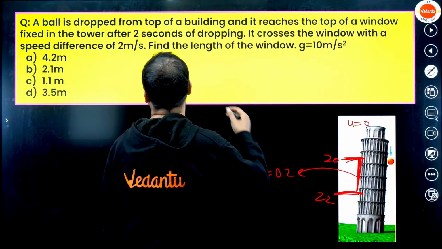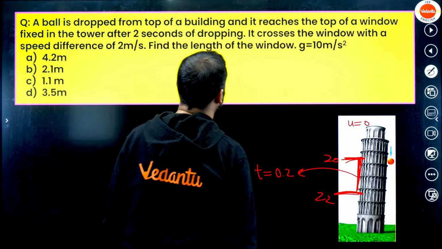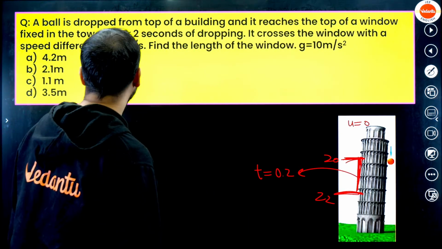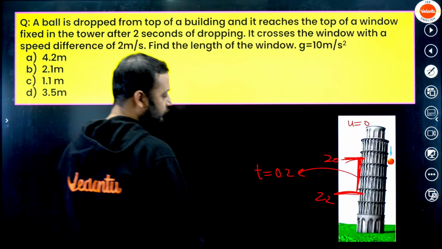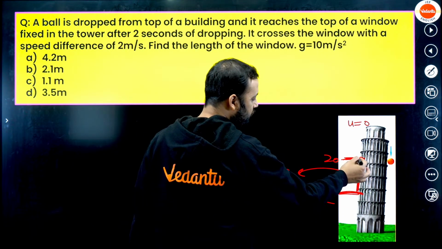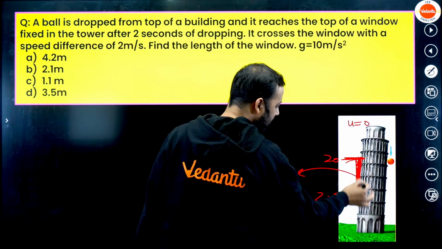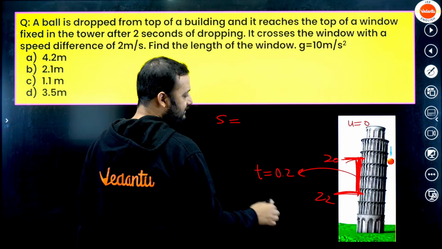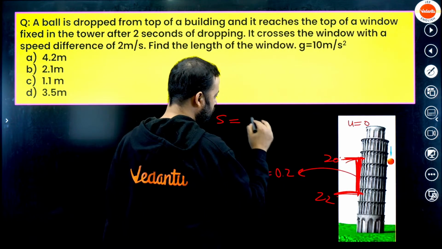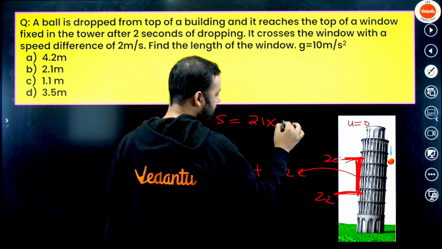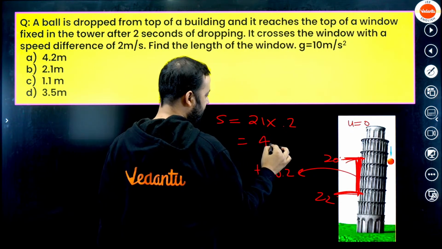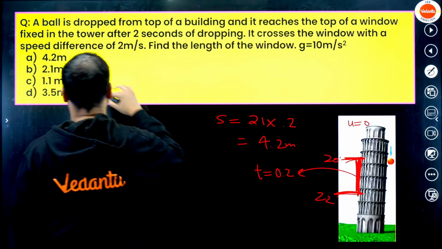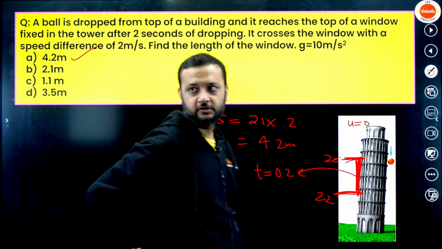And we have to find what? We have to find the length of the window. So we have to find this length. Very simple. This displacement, which you can call S, can be written as average velocity, so the average of these two is 21, multiplied by time. Time is 0.2, so this will become 4.2 meters. So option A will be the correct answer for this question.